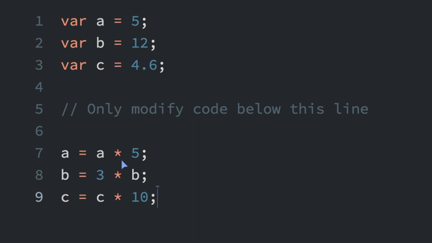Here we have a equals a times 5. Well, we can do the same thing as before. We can shorten this to a times equals 5. So that means the same thing. Here, we can do a times equals 3. And then c equals c times 10. We can shorten this to c times equal 10. And that's another shortcut for JavaScript.